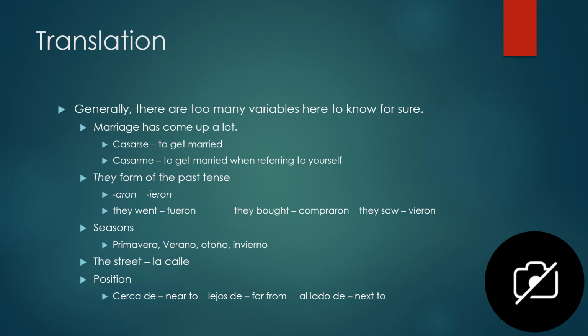The seasons have come up a few times as well in past years, so make sure you're aware of primavera, verano, otoño, invierno. Learning one word to make sure that you get a mark would be a superb idea. The street has come up fairly often too, so la calle, make sure you're aware of that one. And position of things. Things have tended to be close to, far from, or next to. So again, just to make sure that you've revised those quickly before you go into the exam on Monday.